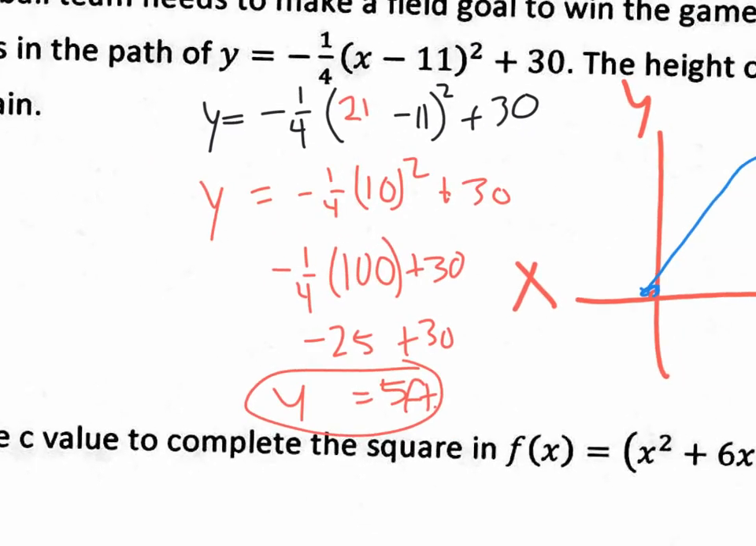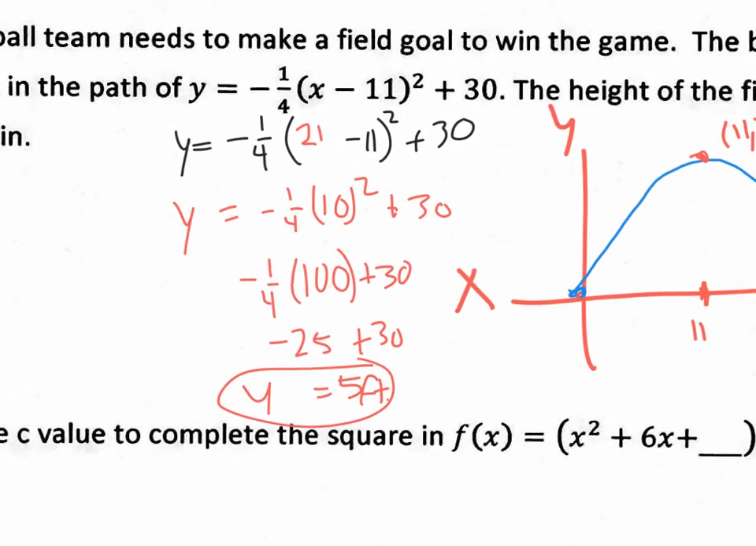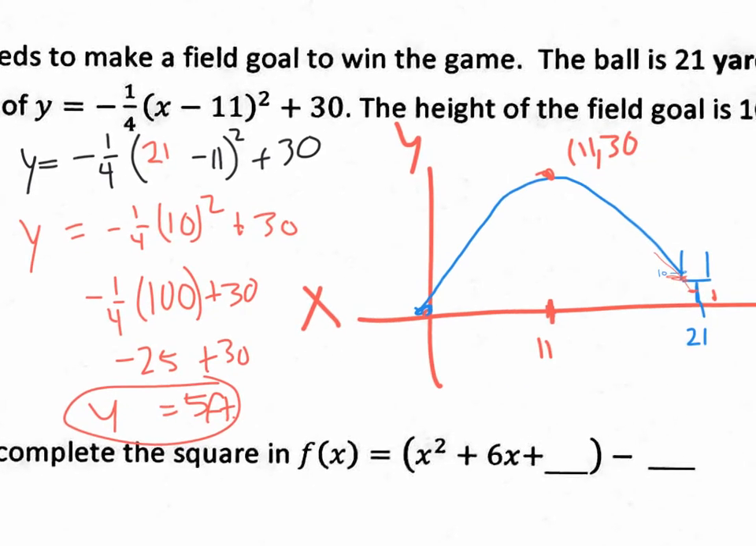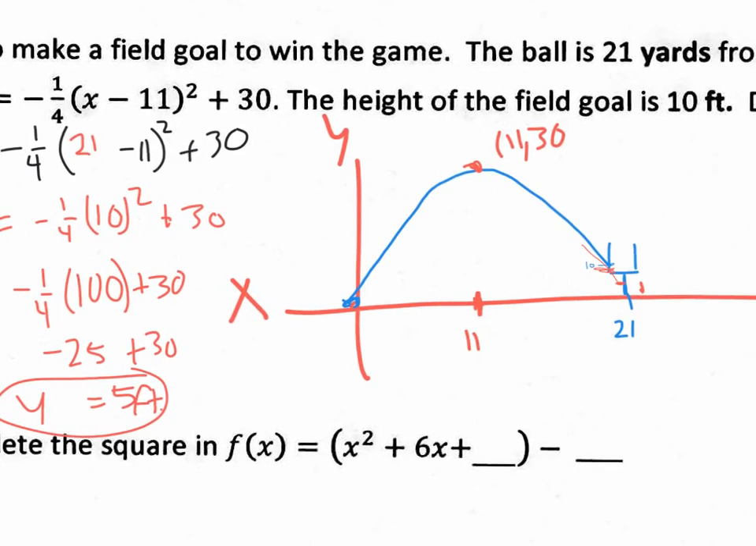So what does that mean? That means that at 21 yards away, the ball is 5 feet high. So at 21 yards away, it's 5 feet high, but the field goal is at 10 feet. So the correct answer is no, Southwest did not win. I'm sorry. I should have made you guys win on this problem. So that's the explanation.